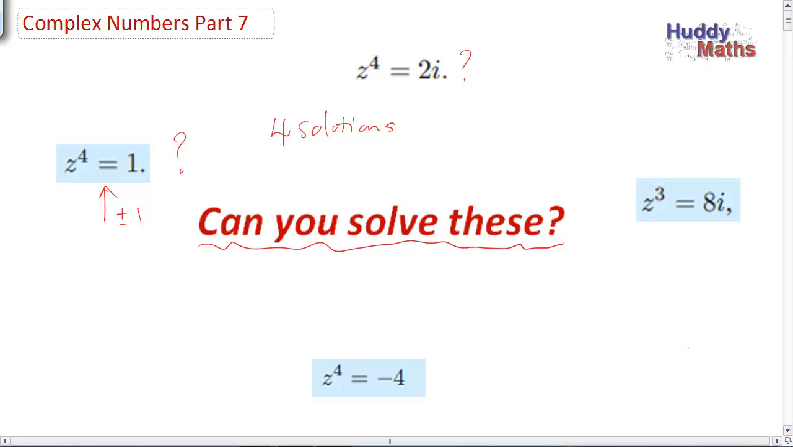Okay, over here, z cubed equals 8i. Can you find the cube root of 8i? Would there be 3 of them? How does that happen? And z to the fourth equals -4. Anybody in year 9 will tell you that's not possible because it's an even power. It's got to give a positive. What's your answer to that? Okay, well, we're going to find the answer to that. I hope you know the answer to that, actually, down here, straight up.